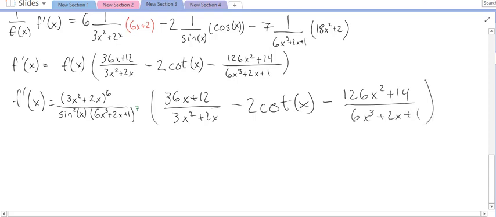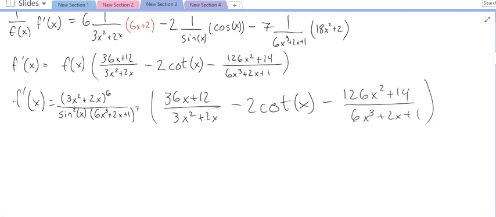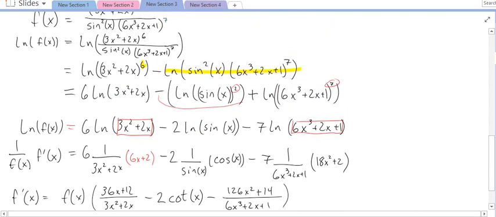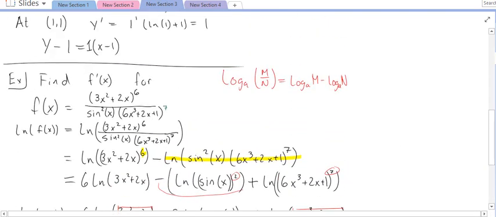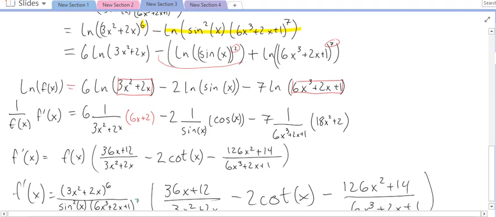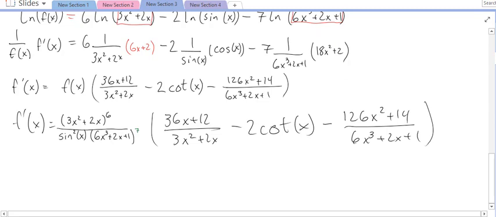And while this doesn't seem necessarily like a big improvement, it was actually much easier to compute these than it would have been to go ahead and use the chain, product, and quotient rules, because to do the derivative of the top, we'd need the chain and power rule. To do the derivative of the bottom, we would need the product rule and the chain rule, and it would just get to be a bit of a mess, and this actually simplifies the entire process.